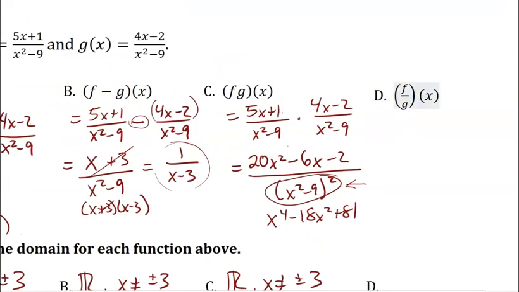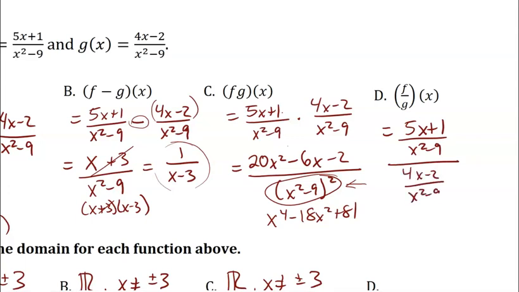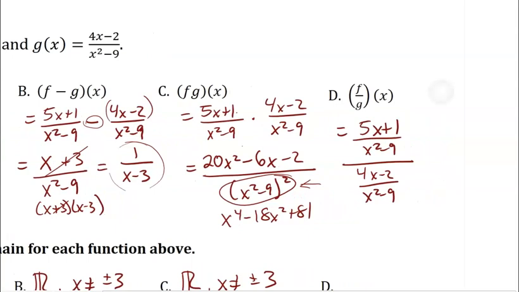So this is going to be equal to 5x plus 1 over x squared minus 9, and then that whole thing is over 4x minus 2 over x squared minus 9. Now, we can look at this one of two ways. We can say, I know that if I'm dividing by a fraction, that's the same as multiplying by the reciprocal. So I could take this, flip it upside down, move it up here, and multiply by the reciprocal.